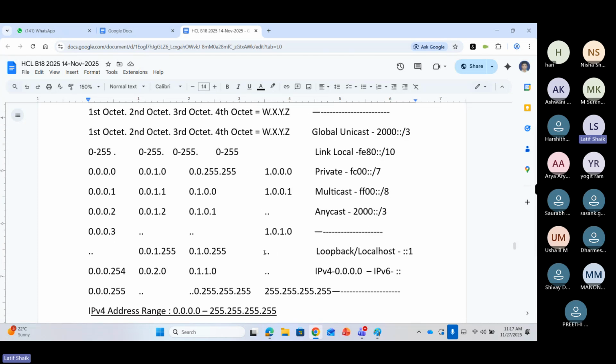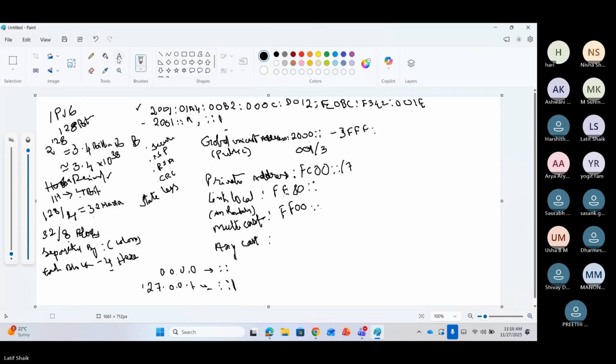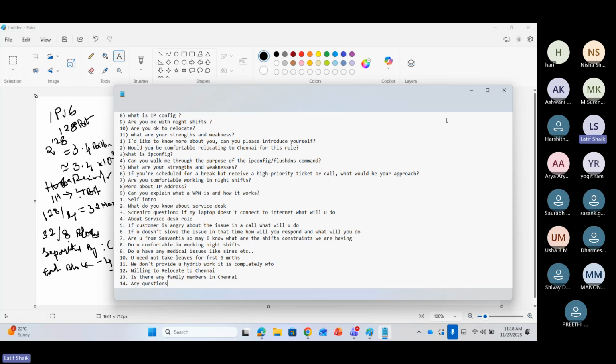And in IPv4, the total IP address range is 0.0.0.0 to 255.255.255.255. This is the total IPv4 range. In IPv6, the total range is 0000:0000:0000 like that. Really, if you want to write the total range, I don't like to write it, it is very big. We need something, like a notepad is quite better.